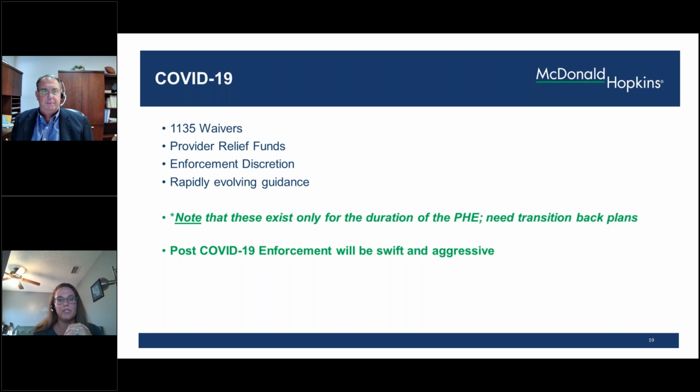I want to make it very clear that these flexibilities and enforcement discretions that have been put in place for COVID are tied to the duration of the public health emergency, which I believe currently runs through January 21st or 31st. It may get renewed. So you need a transition plan. You need to document what you're doing and why you're doing it. The COVID guidance has changed drastically, and there have been new FAQs on a number of websites that change how CMS is going to be looking at these things.